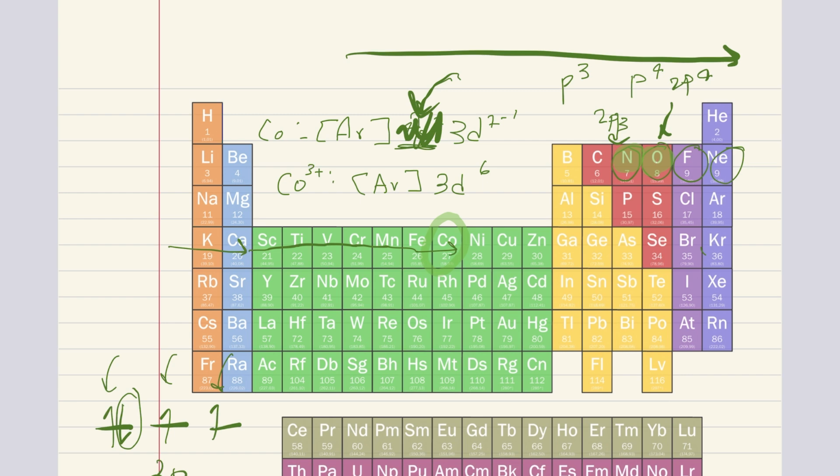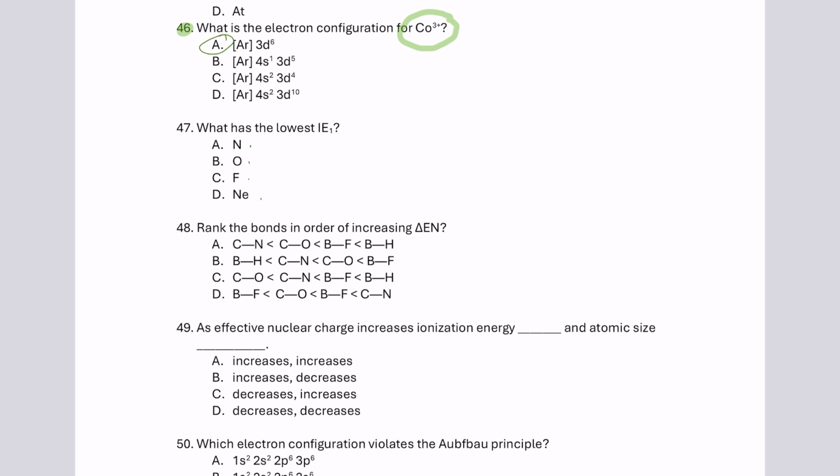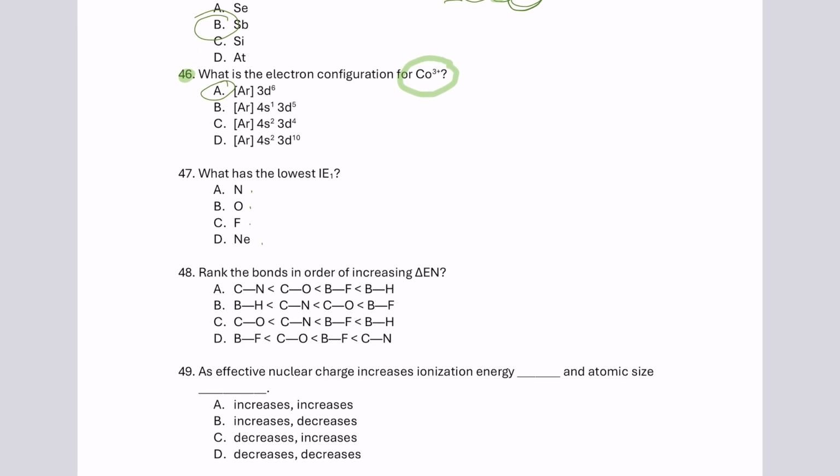And so as a result, oxygen has a lower first ionization energy than nitrogen, and it also has a lower ionization energy than fluorine and neon. So the correct answer here is B.